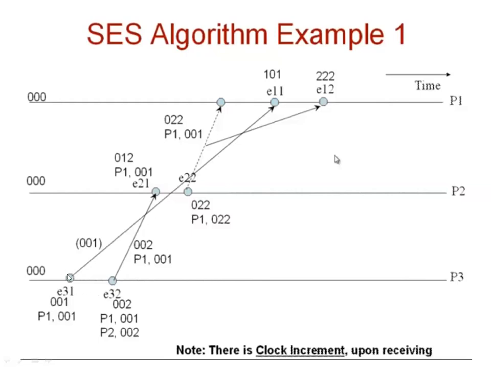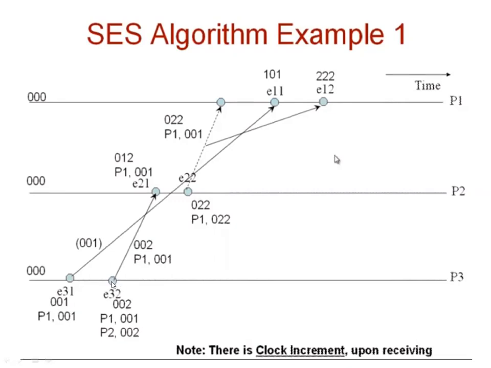Now, after E31 has occurred at the process P3, P3 has initiated another operation, another event, that is E32, after a certain time. So when this second event is going to occur at the process P3, this timestamp will be changed, updated. And since it is the second event, 1 will be added into the third component of the vector of the timestamp. So it will become 002. Why is it 002? Because it is the event which is initiated by the process P3 after the E31 event. So the timestamp will become 002.